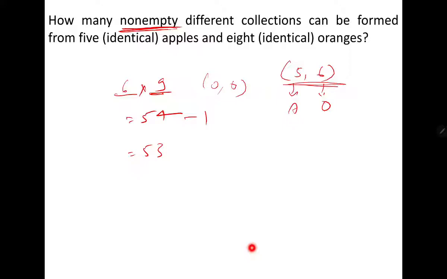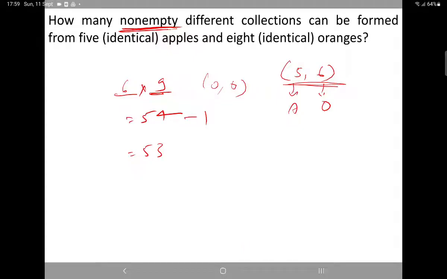So these are the most basic concepts of combinatorics. In the next class, we will talk about permutation and combination. Thank you very much.